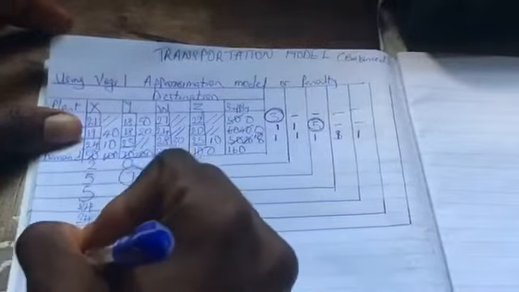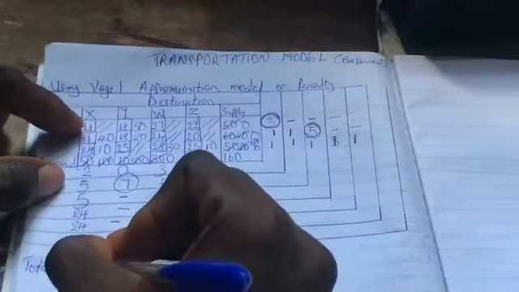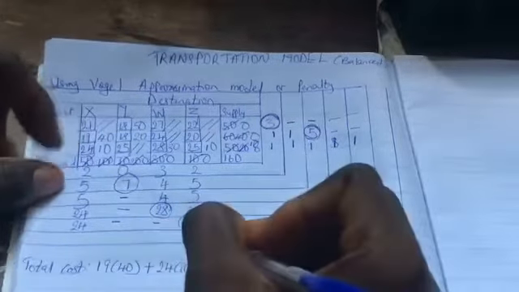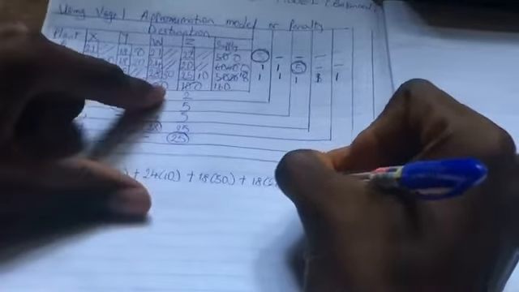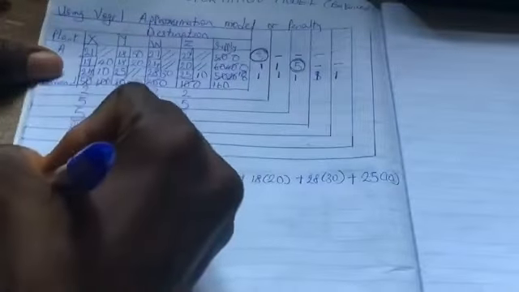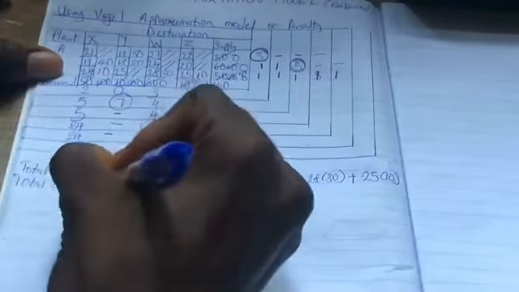Then the next thing to do is to look for the total cost. So starting from 19, 24 plus 18 in brackets 20, which is here, close bracket, plus 28 plus 25 and 10. Therefore, that is our total cost.